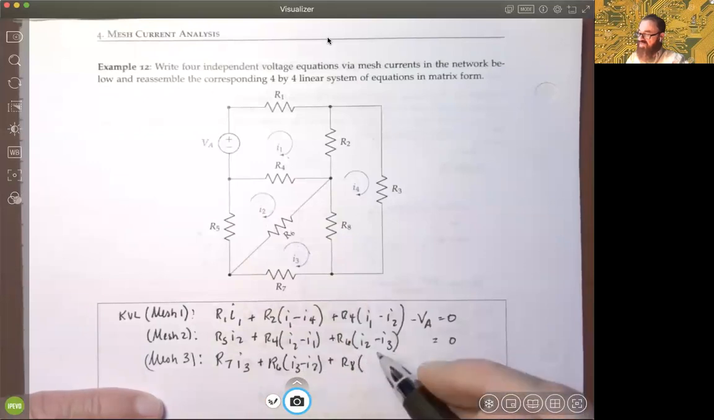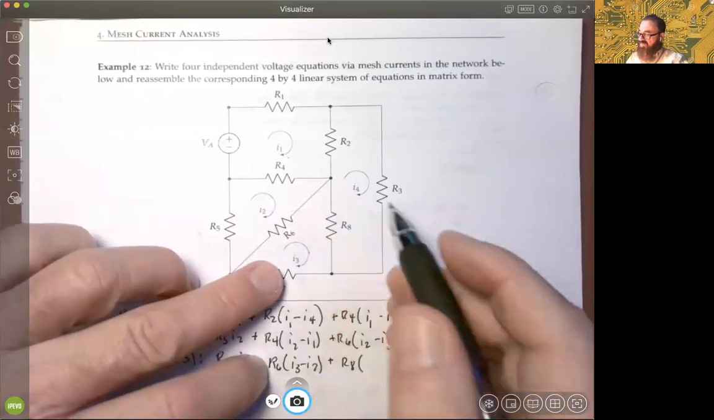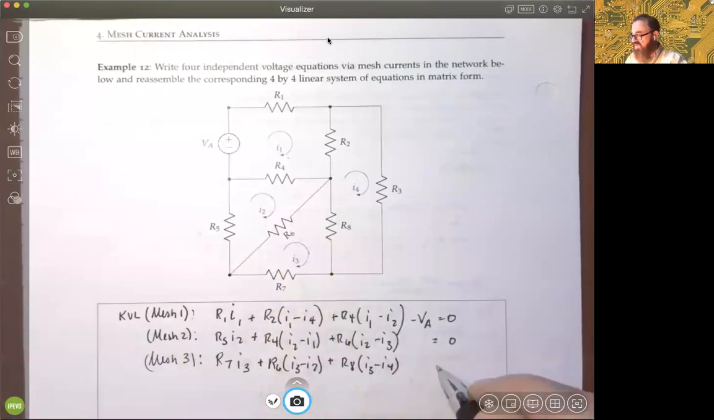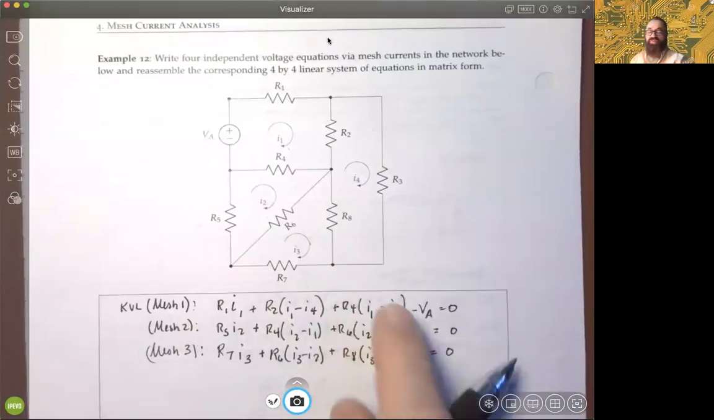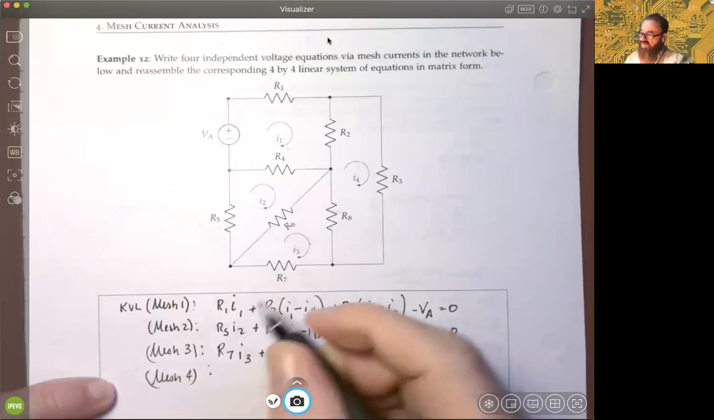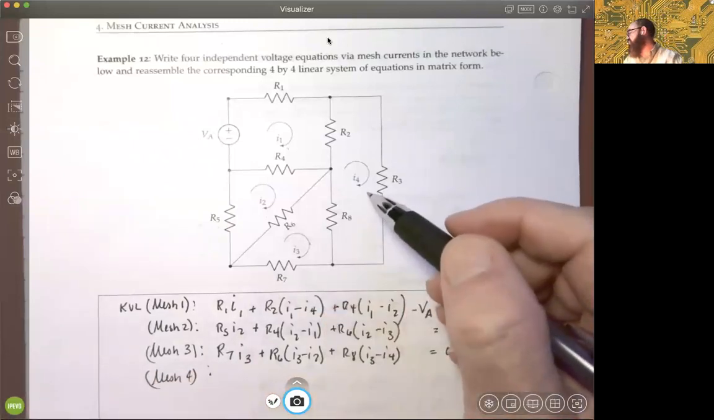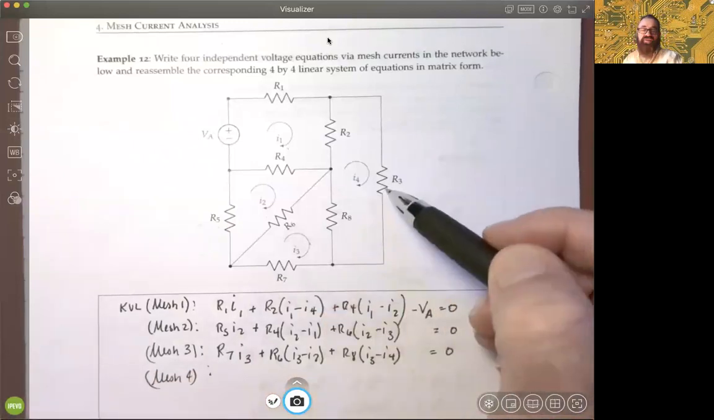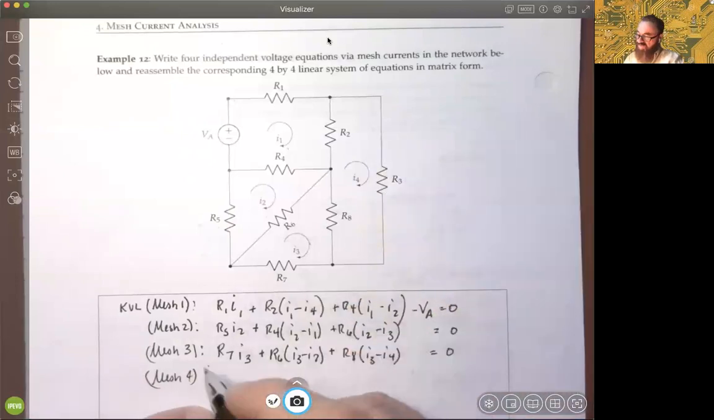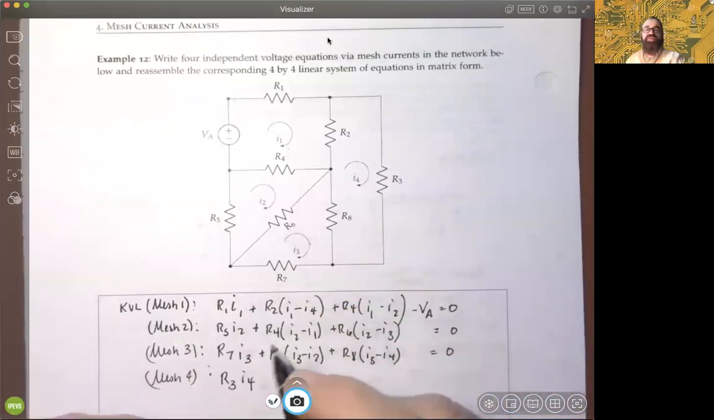And for R8, we would have I3 minus I4, right? And that will be equal to 0. Okay. And one more mesh to go. So mesh 4 over here. 3 resistances to work with. R3 is isolated, so the current coming through R3 is only I4, so the voltage would be R3 times I4 for Ohm's law.